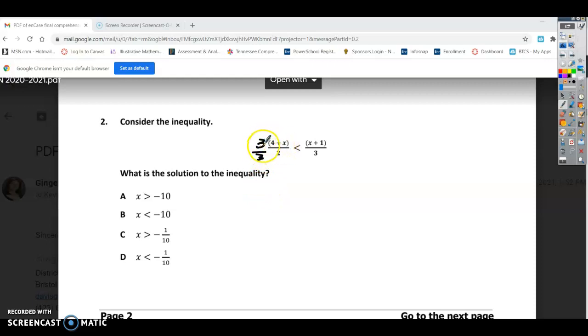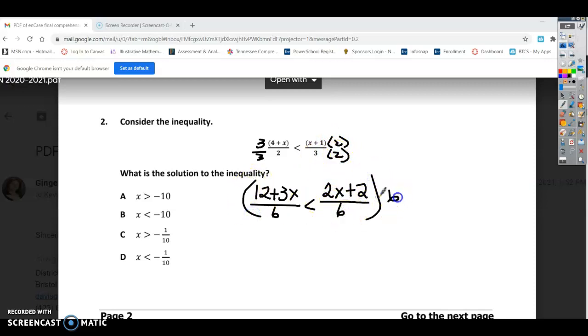So distributive property on top, 3 times 4 is 12, and then 3 times x is 3x. And then that's over 3 times 2, which is 6. And then on this side, I also need a 6 because of our common denominator of 6. So we're going to multiply by 2 on the top and bottom. Distributive property on top, 2x plus 2, over 3 times 2 is 6.